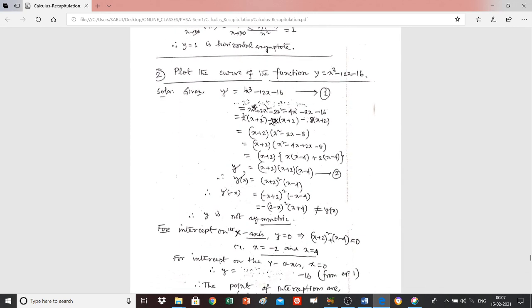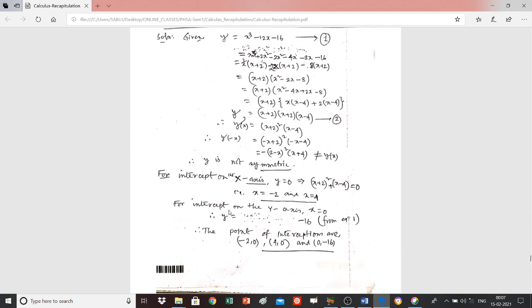Just factorize this. The process of the factorization is here. Finally, we obtain (x plus 2) and (x minus 4), so y(x) can be written as (x plus 2) whole squared into (x minus 4). Then y of minus x is found by replacing x by minus x. So y(x) is this and y(minus x) is this. These two values are not equal, so y is not symmetric.